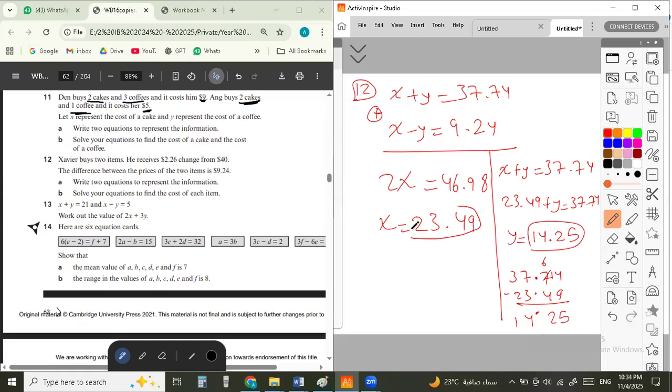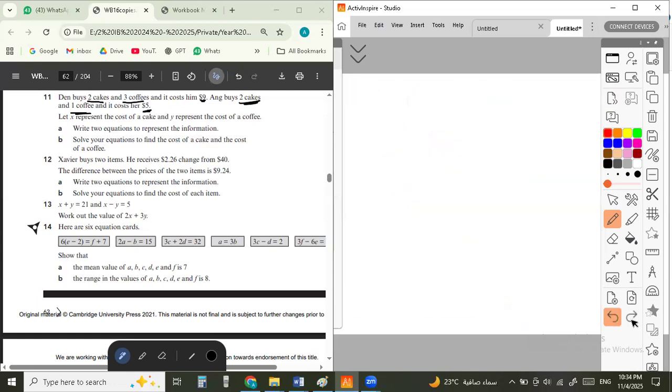In such a question, most probably, or actually, definitely, it will come to you in paper two. Why? Because they want to test if you can do the simultaneous equations or not. If they want to test the calculations, then it will come to you in paper one. But most probably, such a question comes in paper two. And that was question 12.